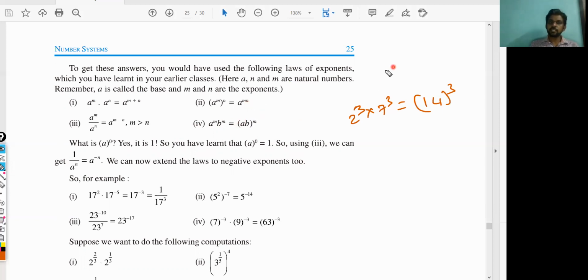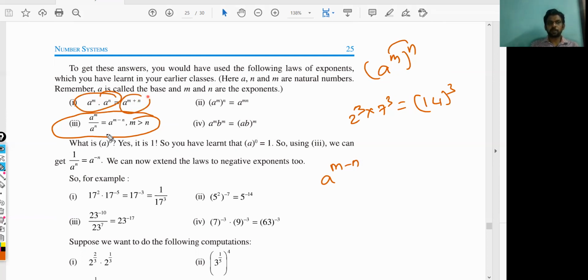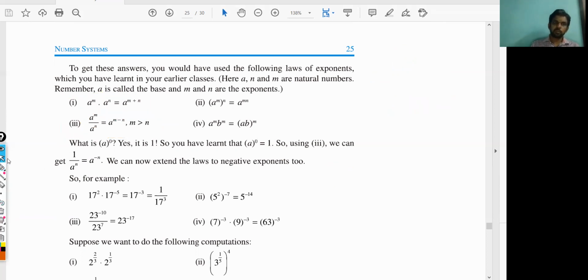So second law is, a power m, the whole power n, if it is given like that, you can multiply the powers. Fine. And if it is a power m divided by a power n, you can subtract the powers, which means a power m minus n, right? So if you are multiplying the numbers, you will add the powers. If you are dividing the numbers, you will subtract the powers. Fine. We have already seen this. The same rules apply here also, right?